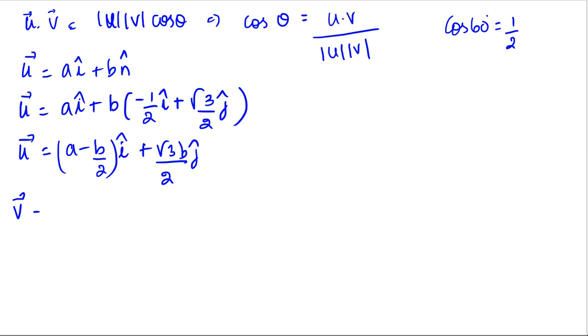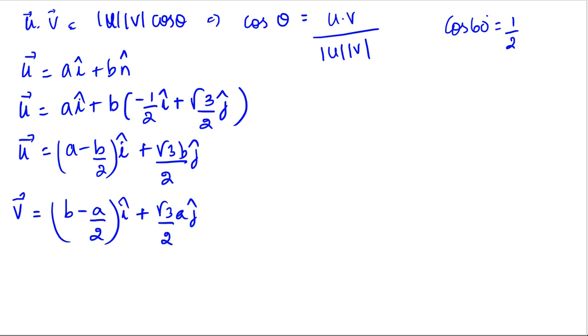Similarly, when you do it for your v vector, you're going to get (b minus a) by 2 i cap plus root 3 by 2 a into j cap. You can do the same step with your v vector and you're going to get this same thing. So now we have to find u dot v and then the mod of u and v.